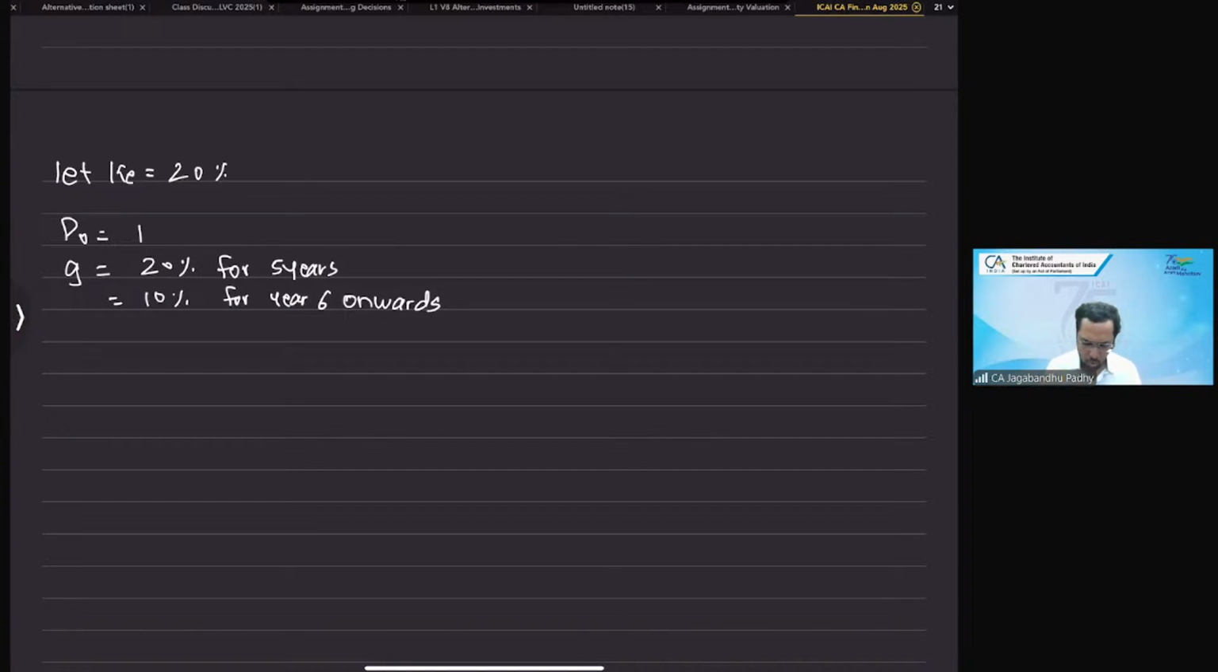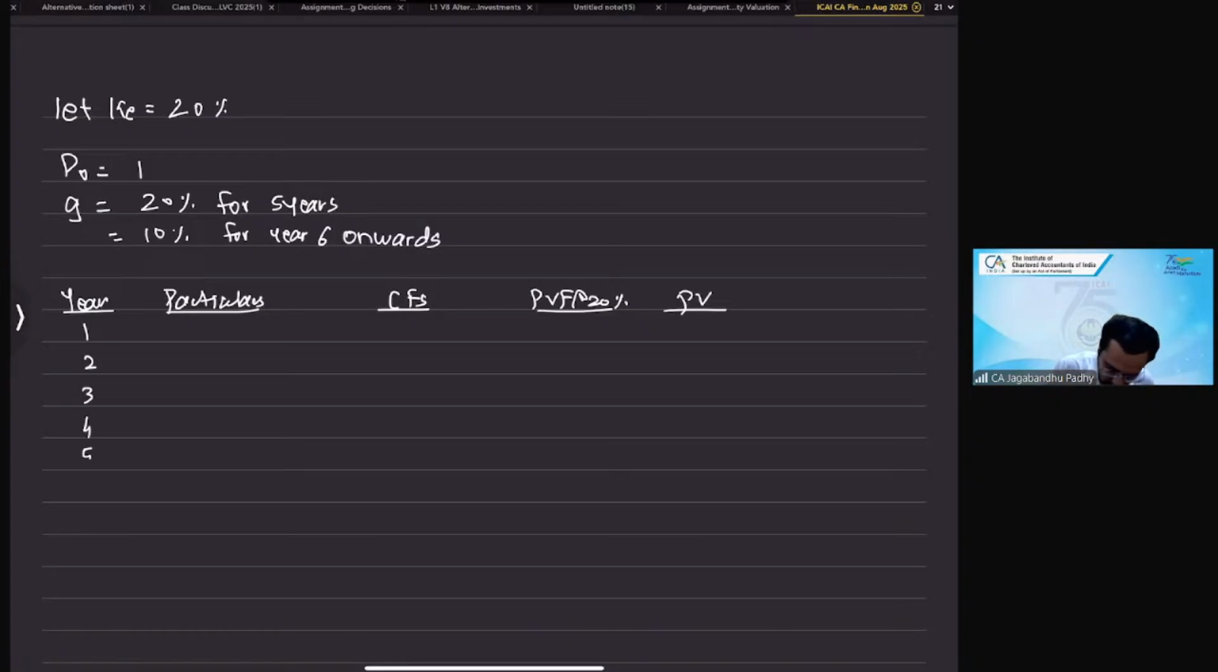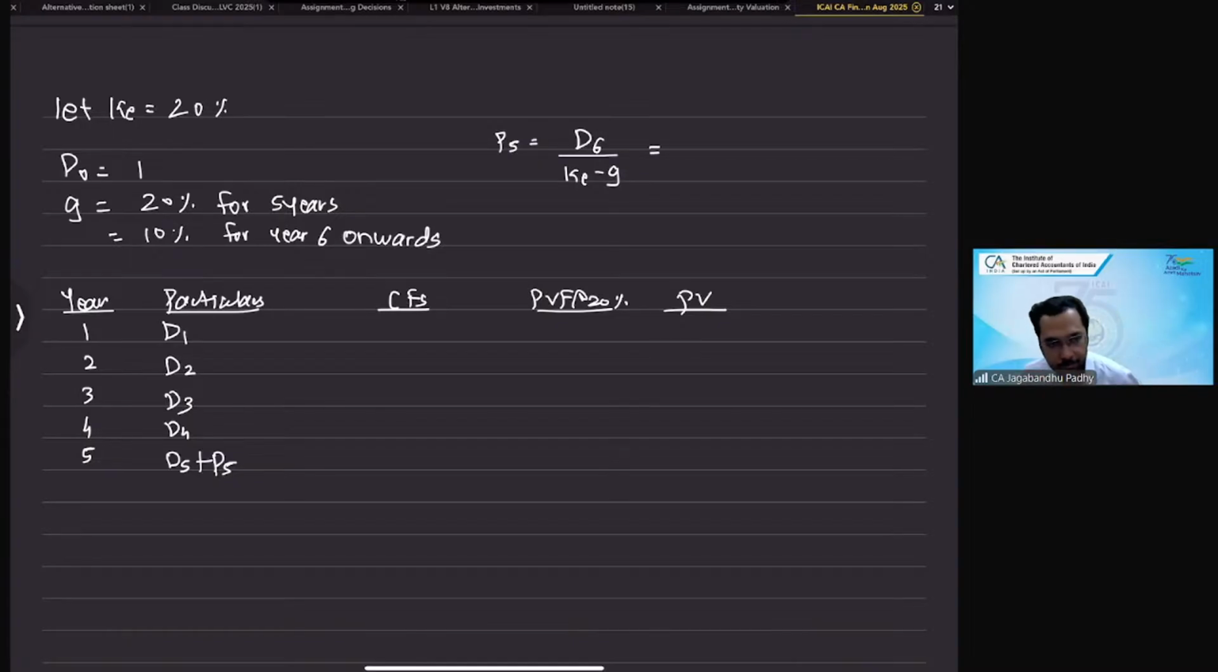Now, can you obtain the value of the share over here? First, what we need is year, particulars, then cash flows, present value factor at 20%, then you take the PV. So you have your 1, 2, 3, 4, 5. Particulars you'll have like dividend 1, dividend 2, dividend 3, dividend 4, dividend 5, plus price in year 5. So we need to first calculate the price in year 5 also. Price in year 5 will be obtained as dividend 6 upon KE minus G. Okay, so D6 upon KE minus G.